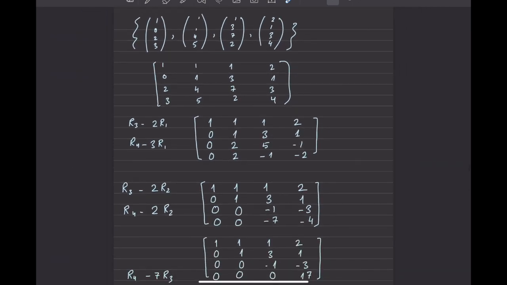So for instance, if I have these four vectors, (1, 0, 2, 3), (1, 1, 4, 5), (1, 3, 7, 2), and (2, 1, 3, 4), and I want to figure out whether these four vectors are linearly independent or not.